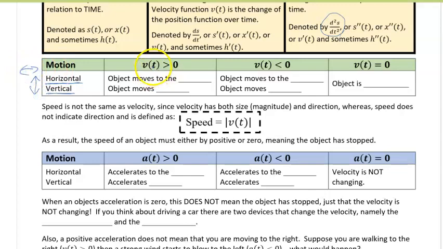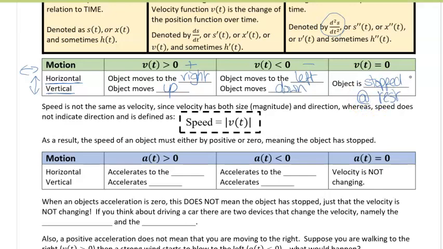So velocity is a vector, which means it has a magnitude or a size and a direction, so negative or positive. If it's positive, the object moves to the right in terms of horizontal, or up in terms of vertical. If the velocity is negative, then the object moves to the left, or it moves down. And if the velocity is zero, the object is stopped, or at rest. Think about it as at rest.